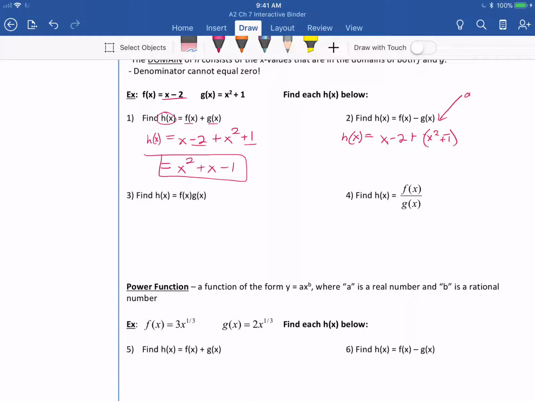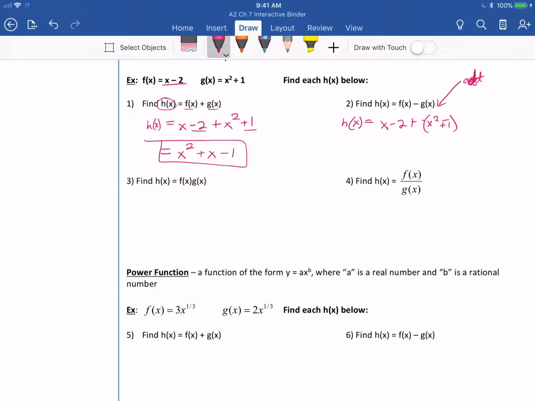Come on, Word, let's work. Oh, there we go. All right, so now I got a bunch of things that I have to erase because that didn't work out very well. All right, perfect.